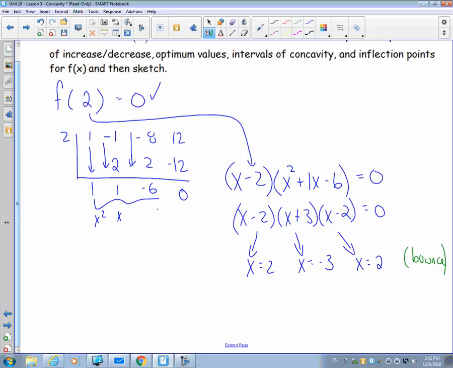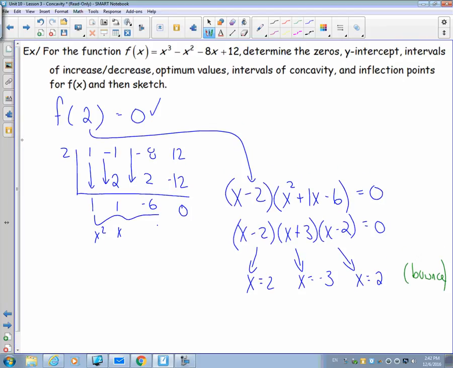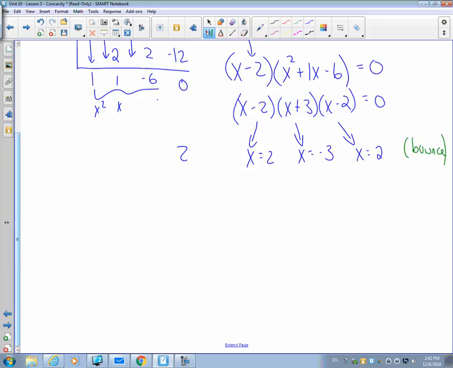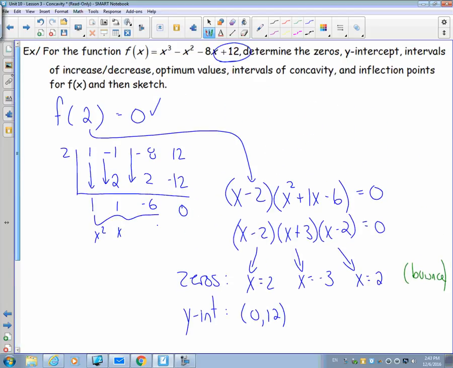We were asked to find next the y-intercept. That's nice. We can find a y-intercept in standard form pretty easily. Okay, so there's my y-intercept. We're going to make a list of these things. Okay, so here's zeros. My y-intercept we just said was (0, 12). What was next? Okay, the intervals of increase and decrease.